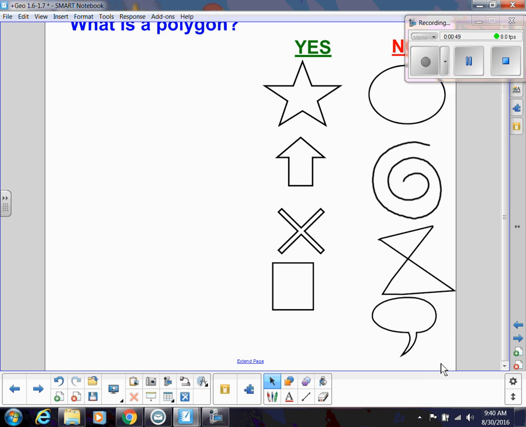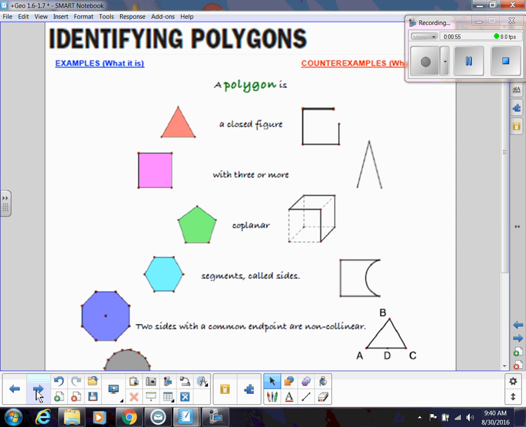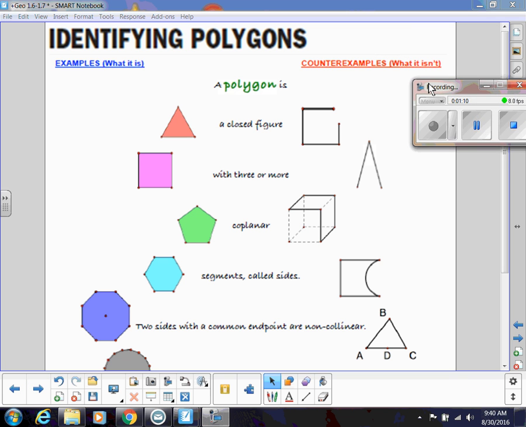So let's look at why these are the yeses and these are the nos. So this is basically what a polygon is and the words in the middle. And then on the left-hand side, I have examples of what we mean by that. And on the right, there are counter examples. Okay, so a polygon is a closed figure.